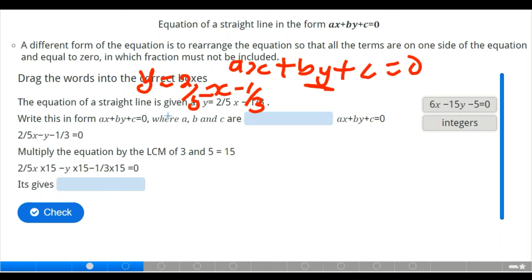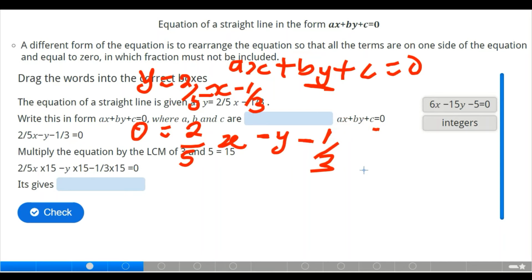So okay, we have it to now be 0 equals 2 over 5x. So positive y will turn towards negative y because it's crossing the equality sign. So minus y, minus 1 over 3. Now if you look at this expression, it's more or less like the form of equation of a straight line. And this gives us the solution to this exercise that we have here. Now let's put down the right answers to each box that we have inside this activity.